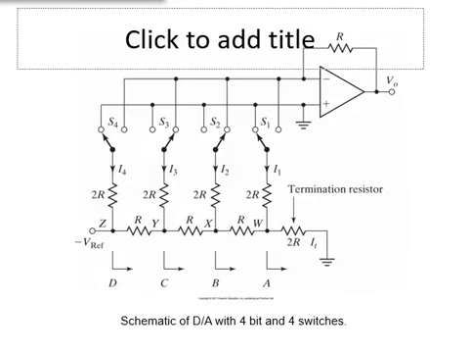As shown schematically in this slide, the various bits of the digital output signal are used to operate a set of electronic switches. In this schematic diagram, there are 4 bits and 4 switches. The resulting analog output voltage will be proportional to the digital input number.